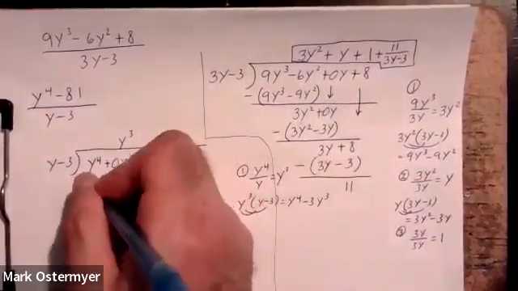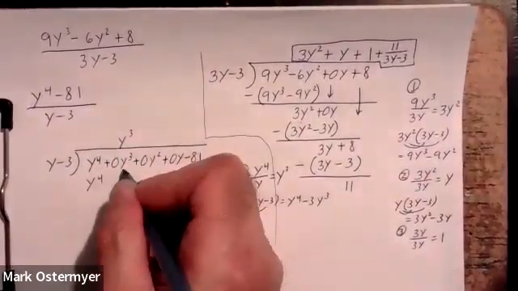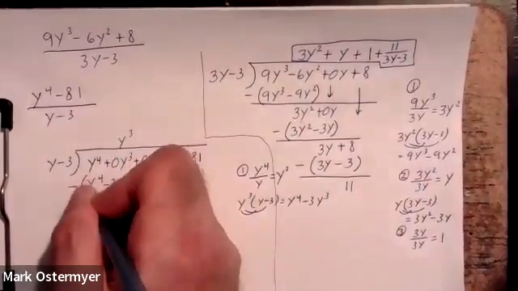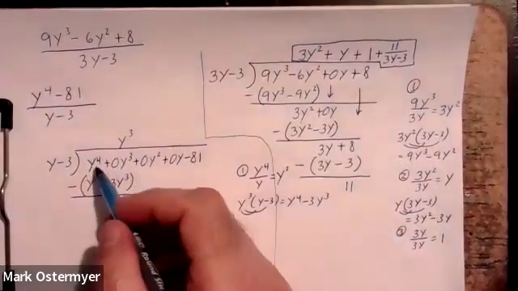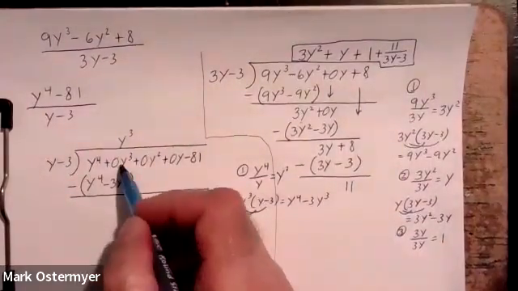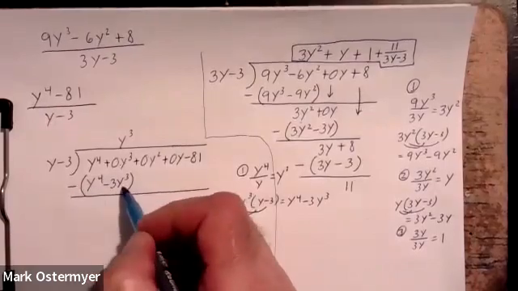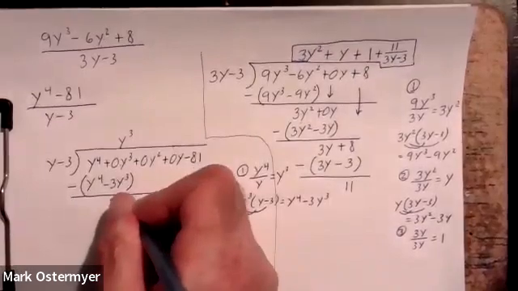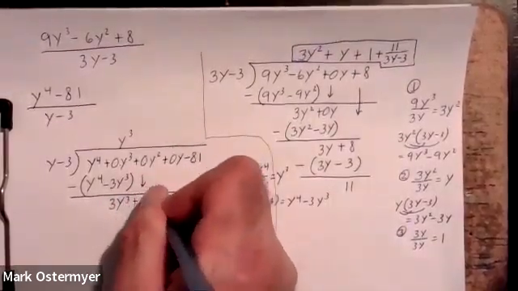So y to the fourth slides underneath this y to the fourth. Minus 3y cubed slides underneath 0y cubed. Subtract off the whole polynomial. Y to the fourth minus y to the fourth is 0. 0y cubed minus a negative 3y cubed: 0 subtract a negative 3 is 0 plus 3, which is 3. So 3y cubed. Bring down the 0y squared, and now we have round 2 of division.